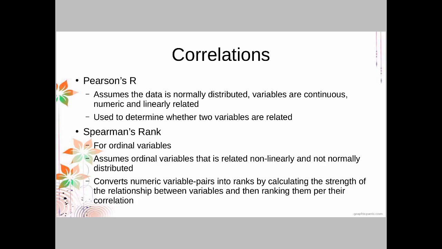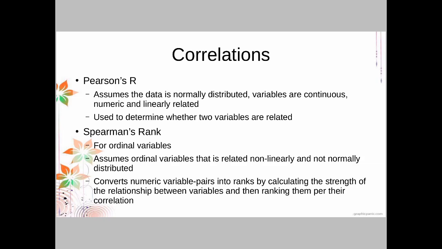But there are some assumptions and limitations for Pearson's R, because it assumes that the data are normally distributed, and the variables are continuous, numeric and linearly related. And then we have Spearman's rank. This time it's for ordinal variables. The limitation here is that the ordinal variables are related non-linearly and not normally distributed. For Spearman's rank, it converts numeric variable pairs into ranks, calculating the strength of the relationship between the variables and then ranking them per their correlation.